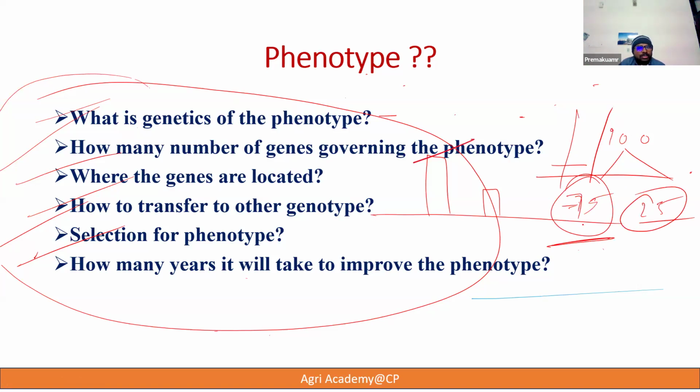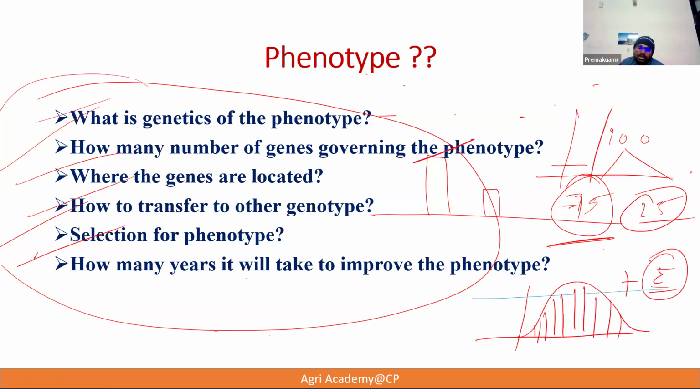But in case the trait is quantitative in nature, you will get so many classes. And as I said, it's affected by the environment also. Environment effect is another thing. I will explain why the environment effect is more in the case of quantitative traits. This is the one question I am going to explain while dealing with quantitative traits.